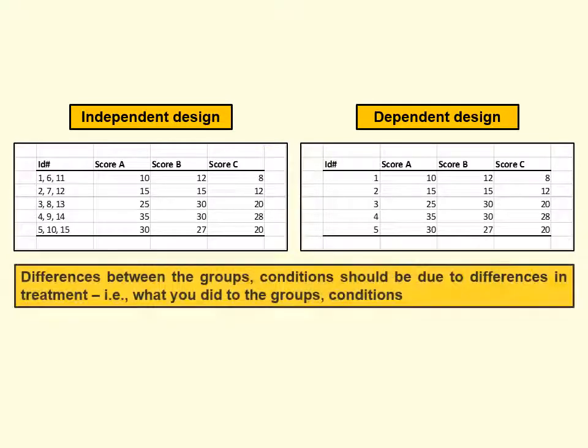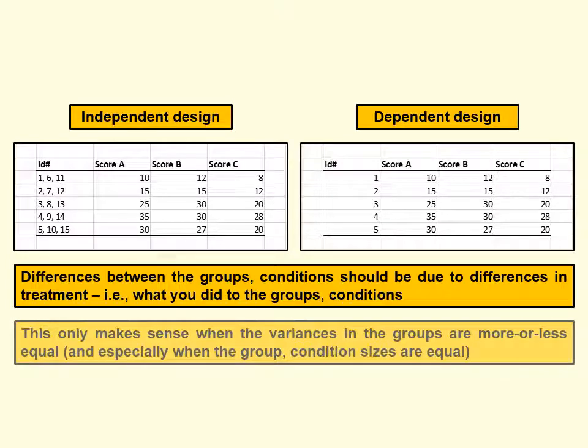The point here is that what we'd like to see is that the differences between our groups, in the case of our independent design, or our conditions, in the case of our dependent design, should be due to differences in treatment. That is, differences between what happened to group A versus group B versus group C, or what happened in condition A versus condition B, condition C. We'd like it to be the case that any differences we observe are due to those treatment effects, those manipulations, or those things that we did with these groups or conditions.